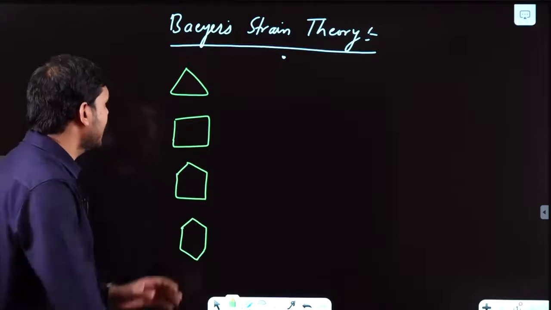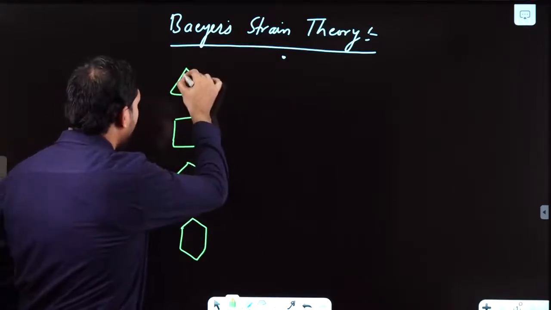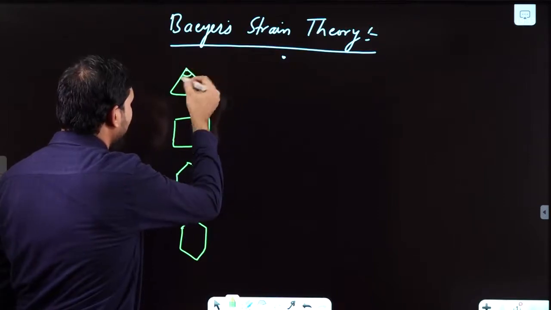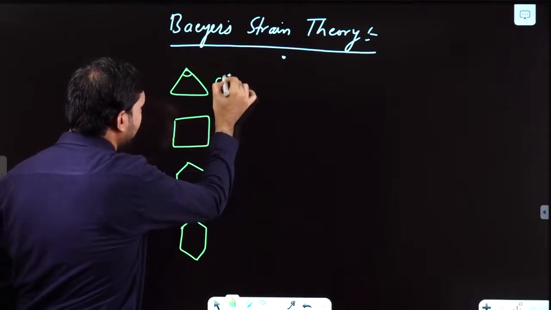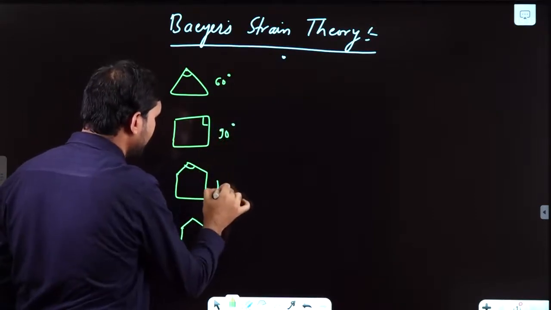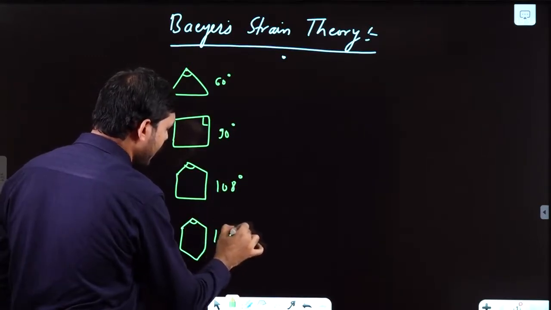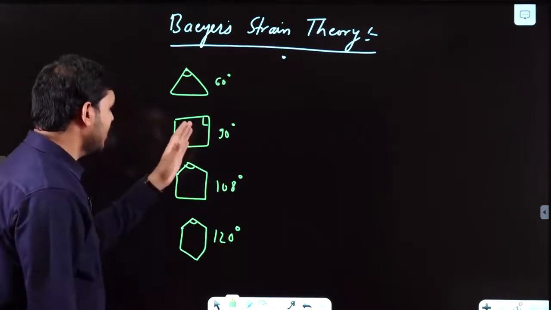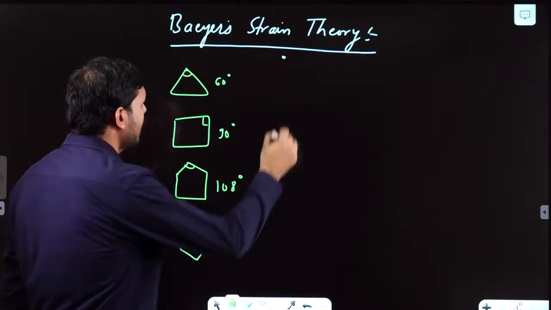Now let's understand, as per Baeyer strain theory, the angles in cyclopropane, cyclobutane, cyclopentane and cyclohexane. As we calculated, the angle is 60 degrees here, 90 degrees here, 108 degrees here, and this one is 120 degrees. So these are the calculated angles, right?